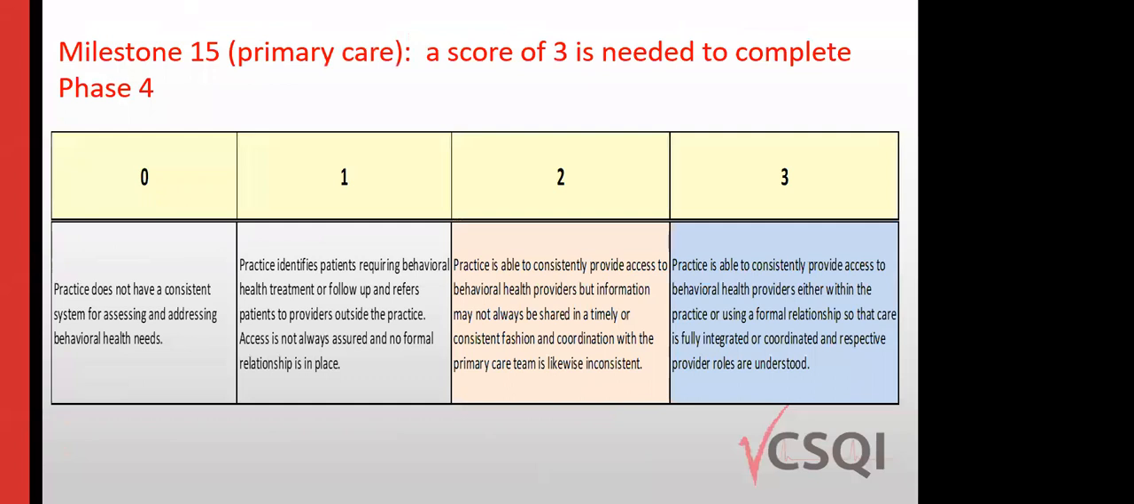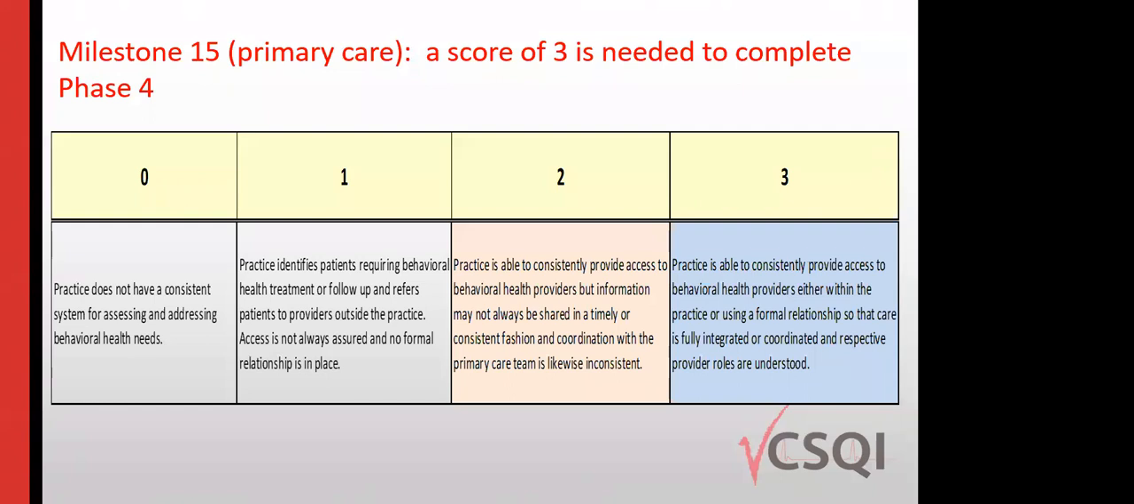So the last milestone we're going to cover today is number 15 for primary care. A score of 3 is needed to complete phase 4. This milestone speaks to caring for the whole patient in that it is focused on providing behavioral health care support when necessary. So you see a score of 3 here is that the practice is able to consistently provide access to behavioral health providers, either within the practice or through a formal relationship. This is to assure that care is fully integrated or coordinated and respective provider roles are understood.